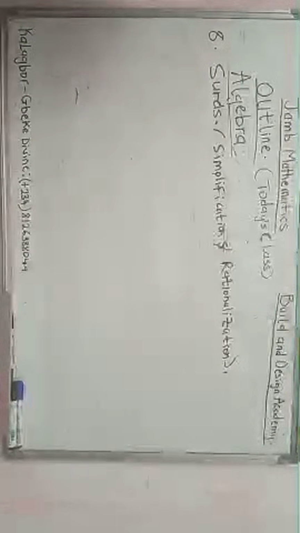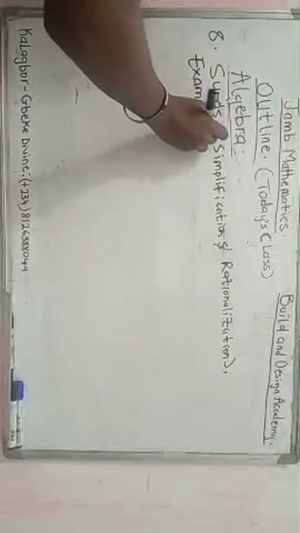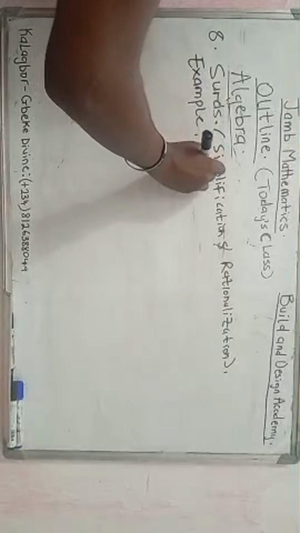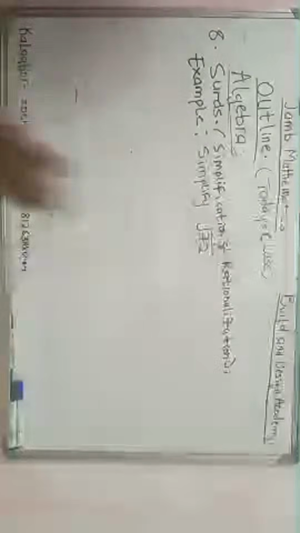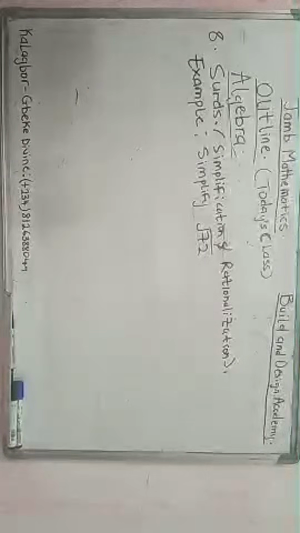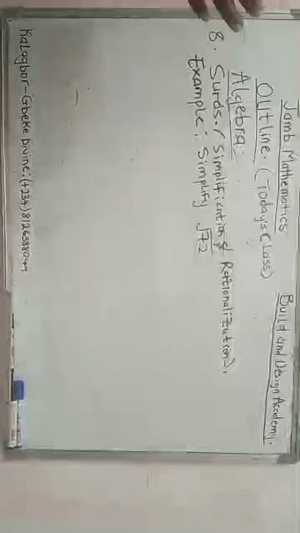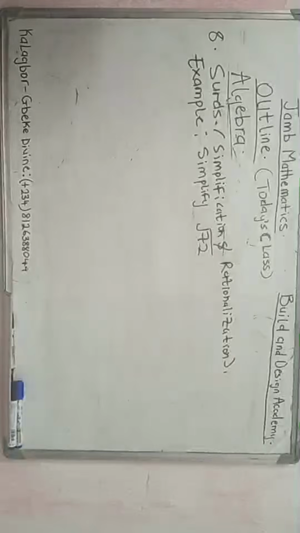For surds, let's take an example now. Simplify root 72. The first thing we need to look at is how we can break this 72 down so that we can take the root of a perfect square and be left with the original. The first step is to find the factors of 72.